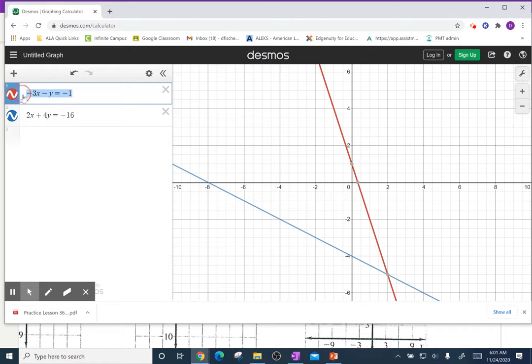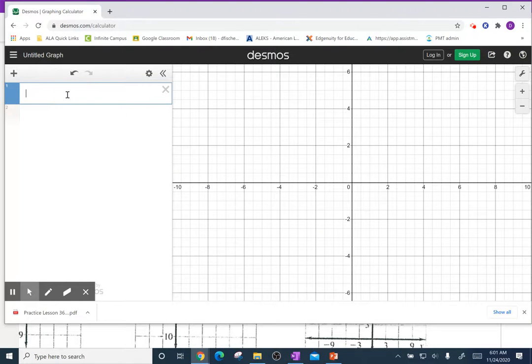Okay, so the way you get rid of them is you just hit the X here, and let's go put them in. Gotta find my equal sign. Right here. There's my first graph.